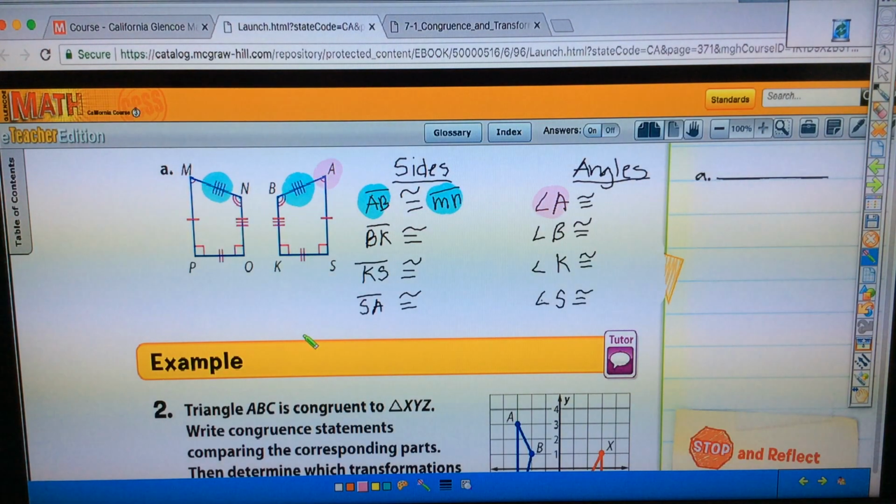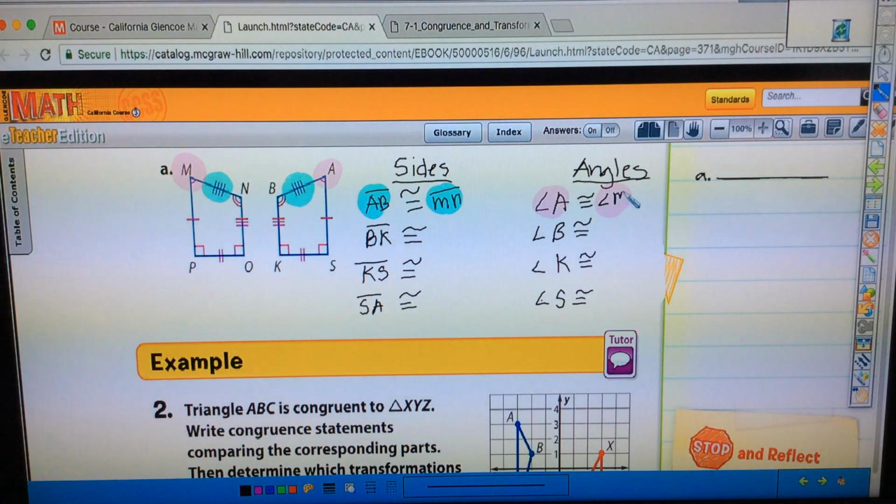What angle do you think is going to correspond with it in this shape? Well, it has 1 arc mark, so it's got to correspond with M, which also has 1 arc mark. So angle A is going to correspond with angle M. I'm not going to go through all of these because we just did that in example 1, but you're basically just going to have 4 sets of congruent statements for the sides, and 4 sets of congruent statements for the angles, and this is your solution. This is the answer. All right, let's go ahead and move on.